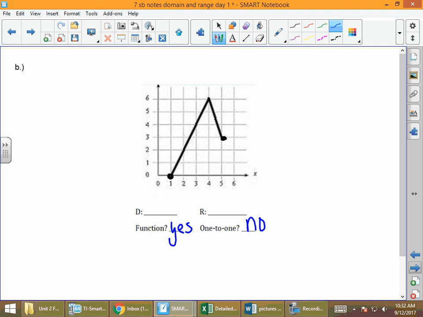Look farthest to the left. We don't have any arrows on here, so we're not going to have negative infinity to infinity. Look farthest to the left. Our x value farthest to the left is 1. Our x value farthest to the right is 5. And again, those are both on the graph.